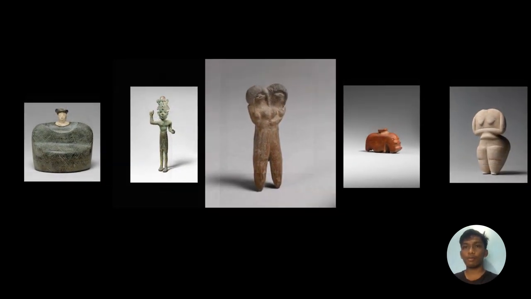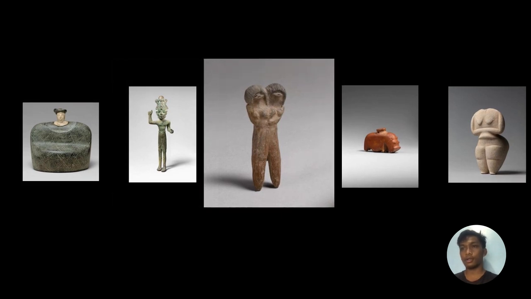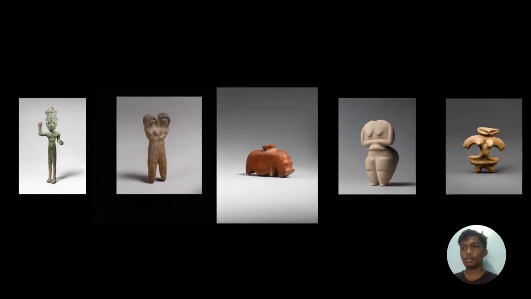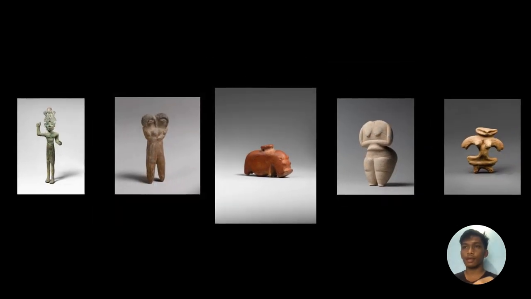Next is the double-headed figure. This was made by the Polybia culture in Ecuador. Next is the hippopotamus amulet. This one was made in Egypt during the pre-dynastic period, Naqada II.